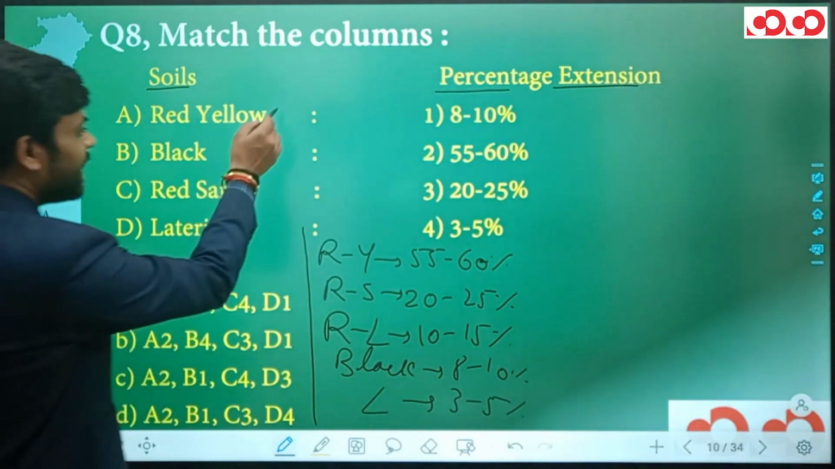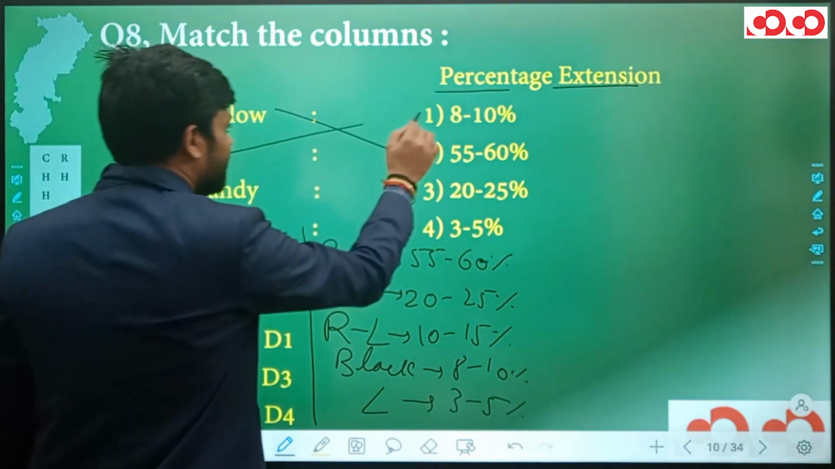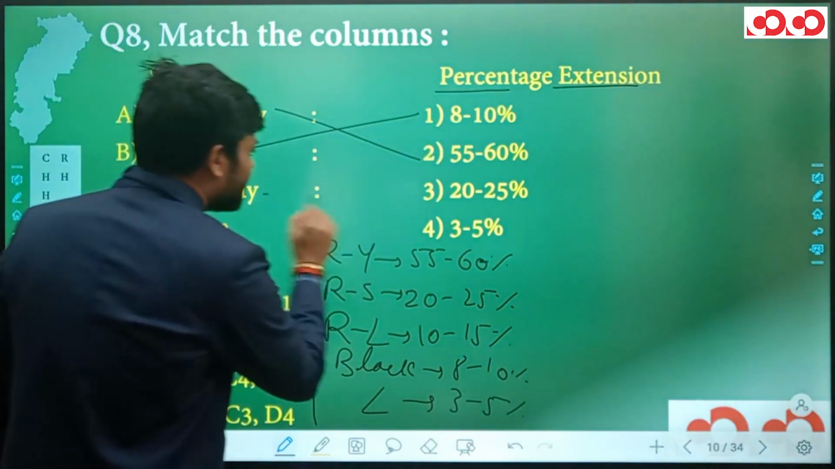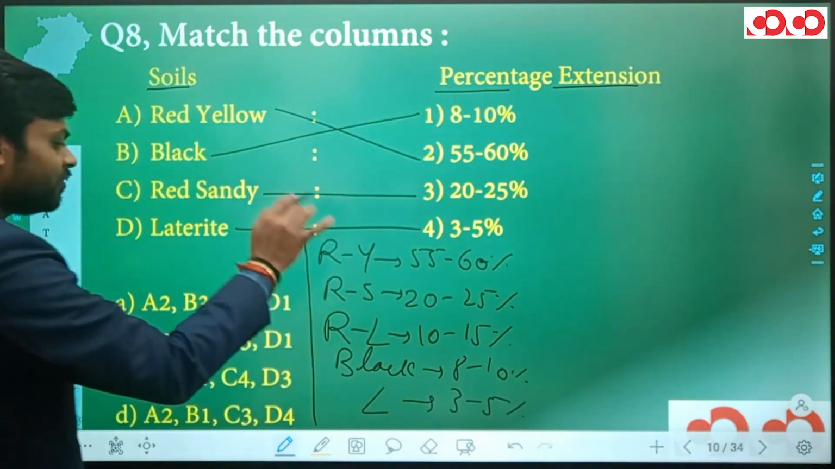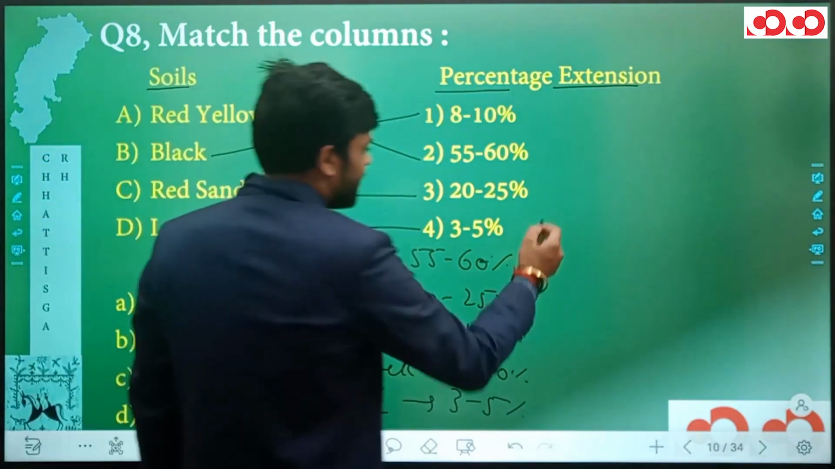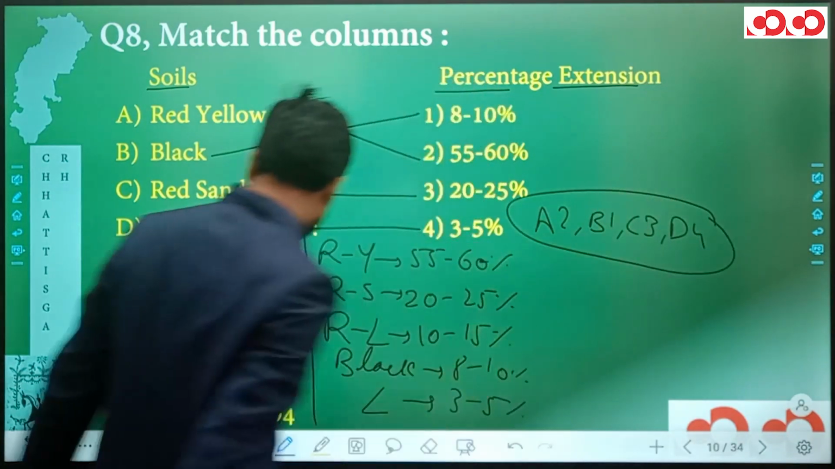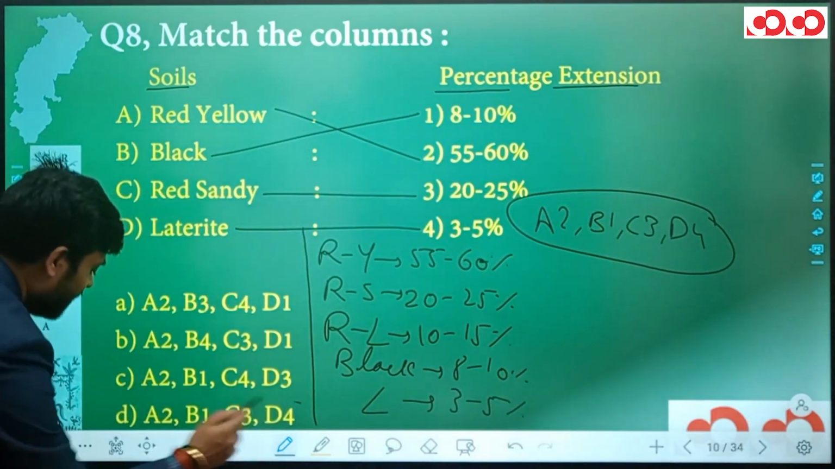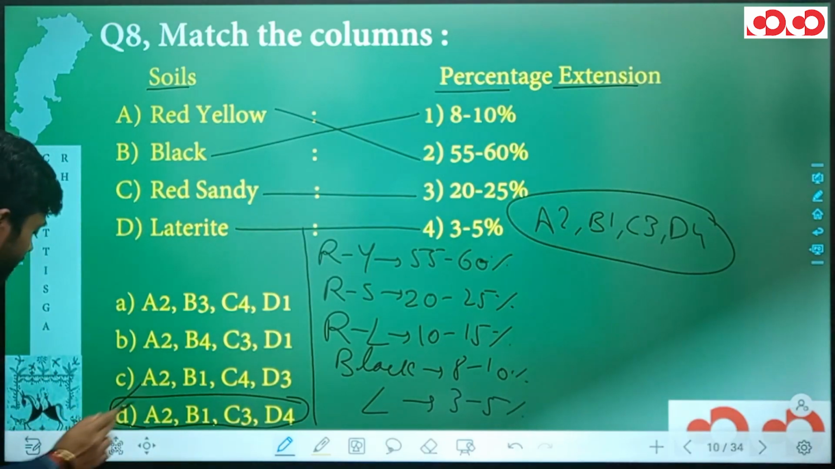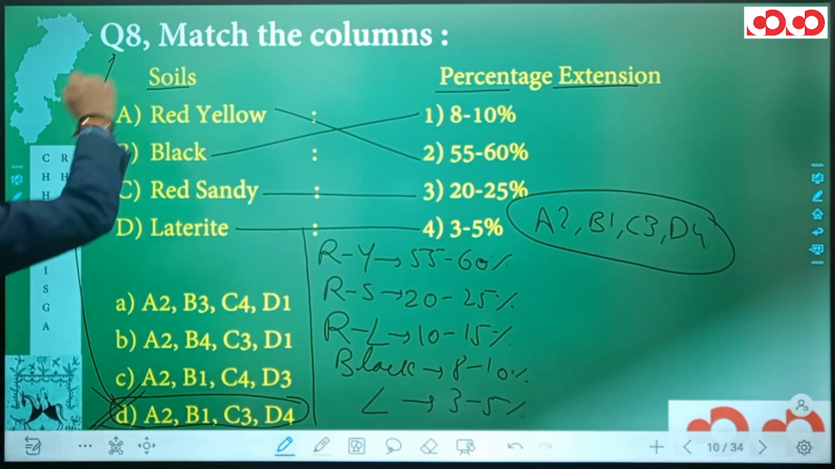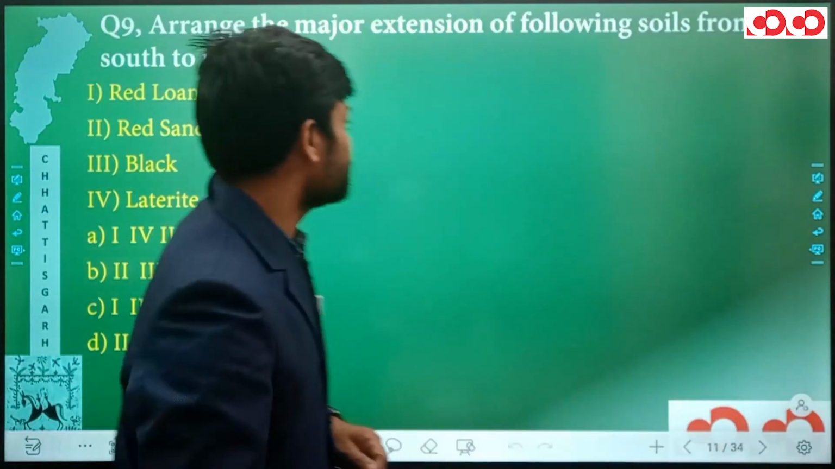Now, this red yellow can be matched with 55 to 60%. This black soil can be matched with 8 to 10%. Red sandy can be matched with 20 to 25%, and finally laterite can be matched with 3 to 5%. Now when forming pairs, we have A2, B1, C3 and D4. And this actually is mentioned in the option D, A2, B1, C3 and D4. And hence this option D is going to be the correct option for our 8th question. Now let's move to our 9th question.